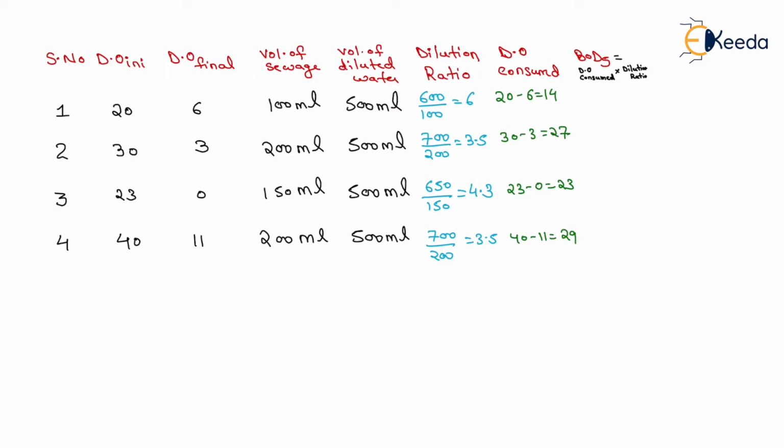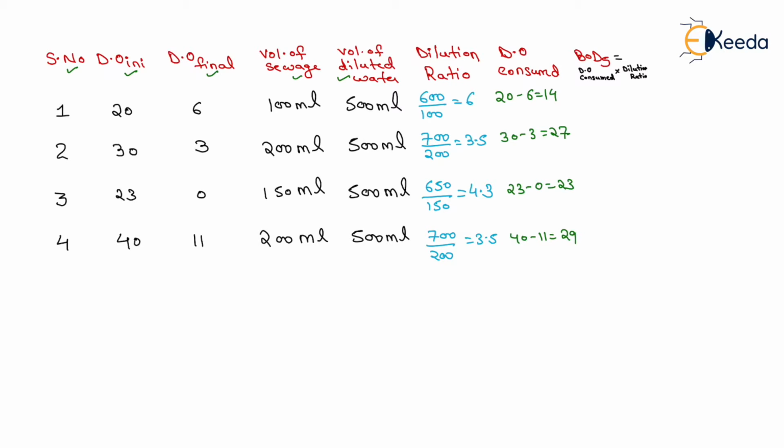Now we have made a table in which the serial number, DO initial, DO final, volume of sewage and volume of distilled water are shown, which are already given in the question. Now we need to calculate the dilution ratio. What is the dilution ratio? It is the ratio of the volume of diluted sample upon the volume of undiluted sewage.